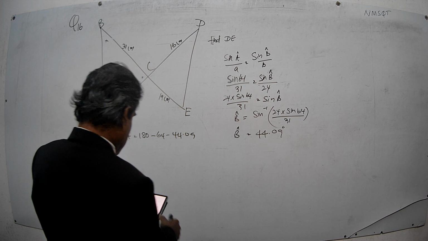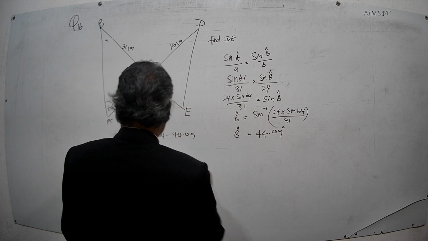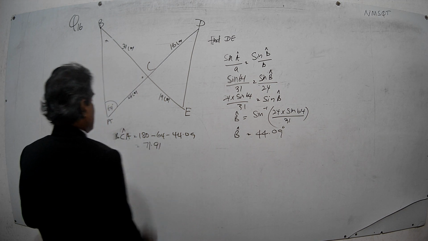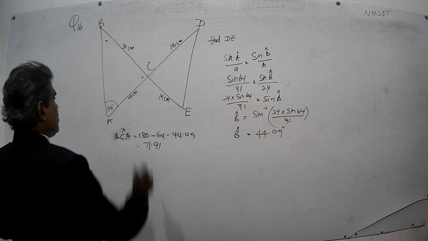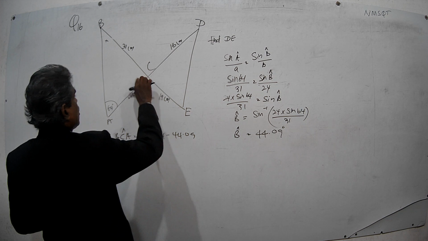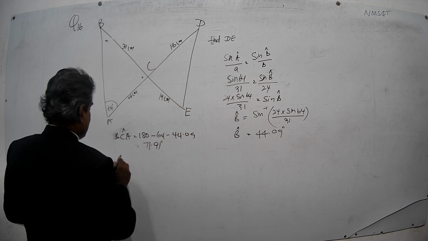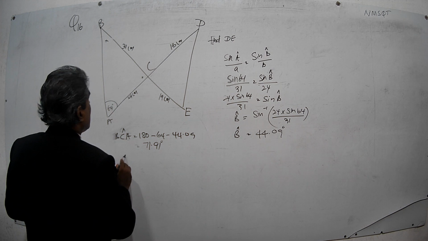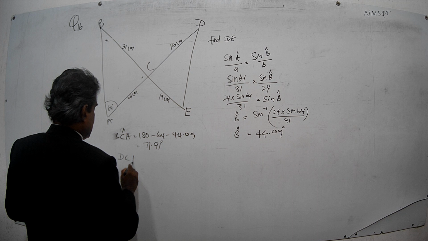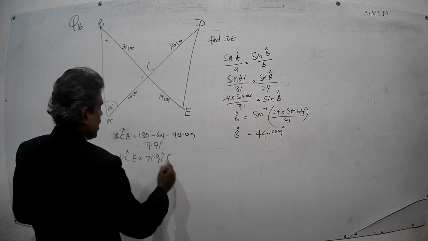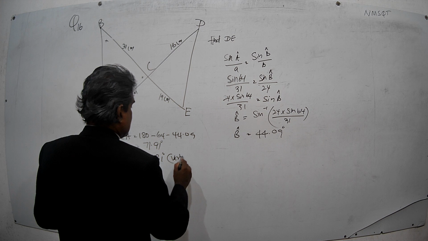Right. We'll take the answer 71.91. Okay, that is that angle, this one. Because this angle equals this angle, as they are vertically opposite angles, you write angle DCE equals 71.91°.